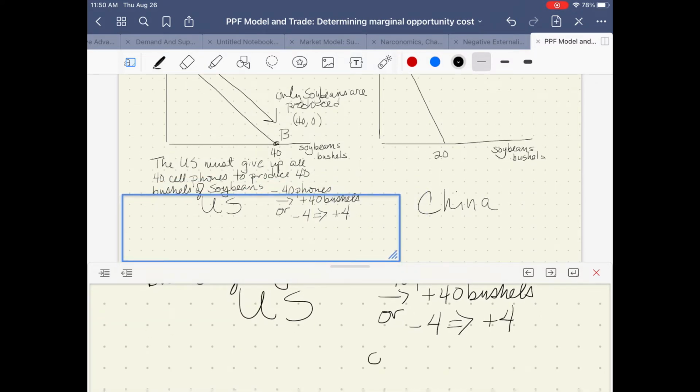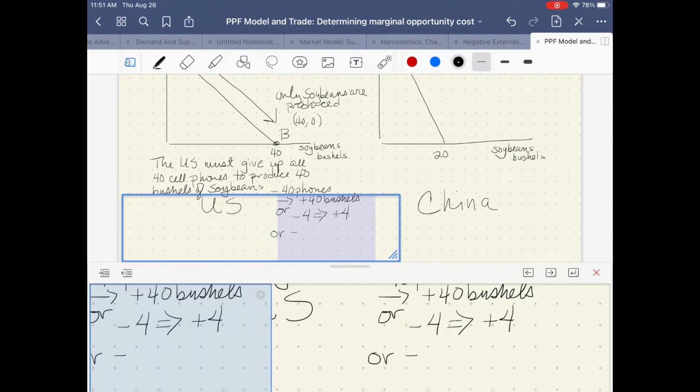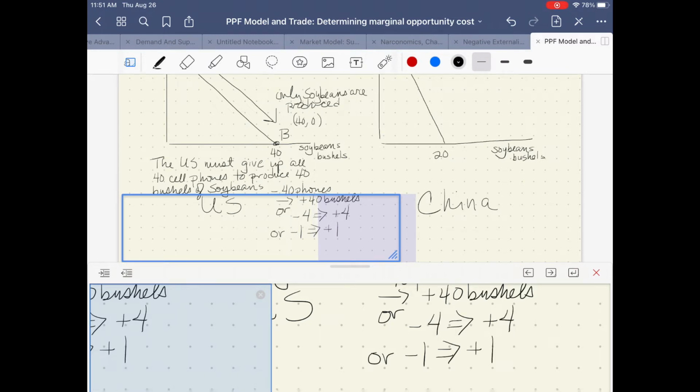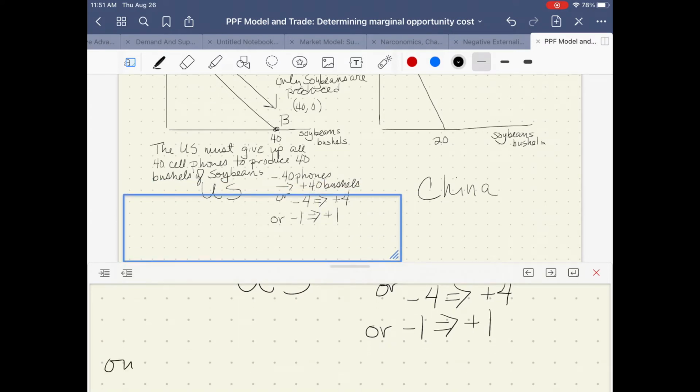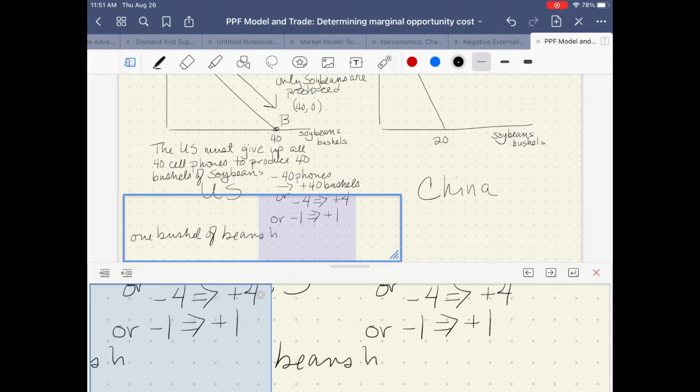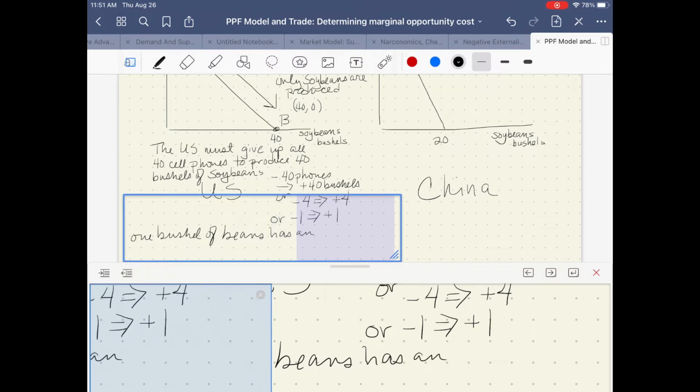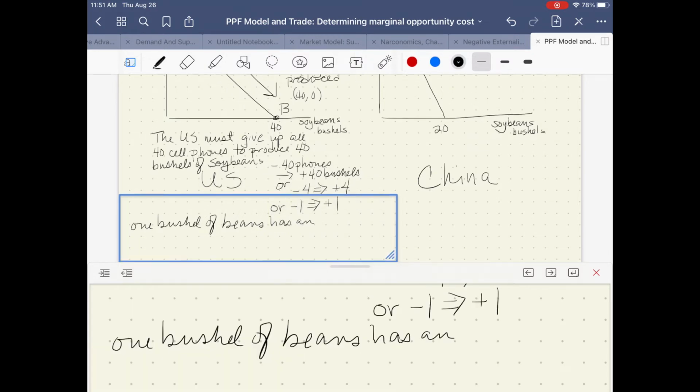And then simplifying even further, because it's a linear function, we just give up 1 cell phone in the United States every time we wish to produce 1 bushel of soybeans. So 1 bushel of beans has an opportunity cost of 1 cell phone.